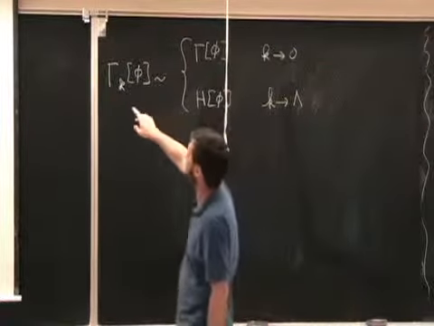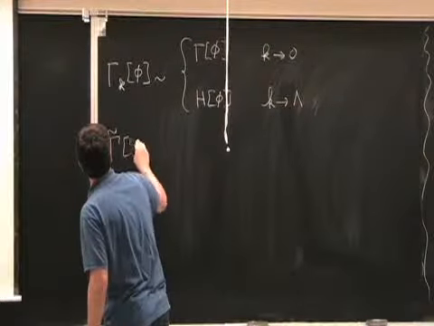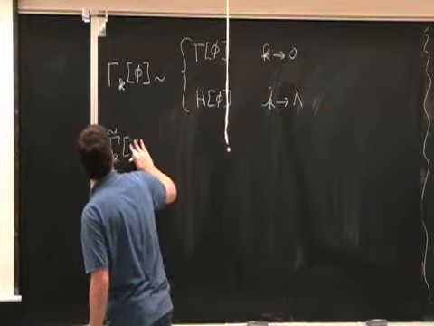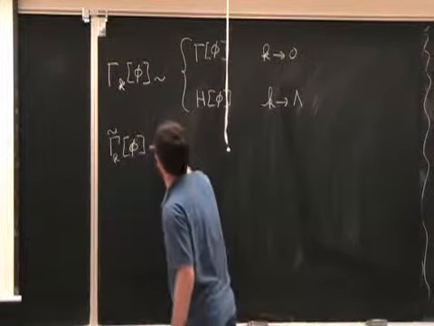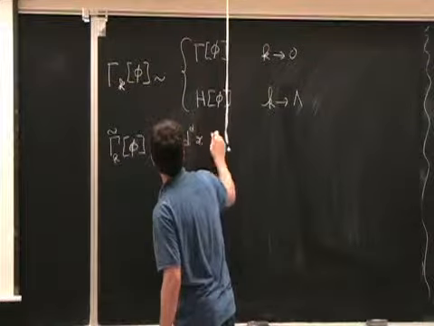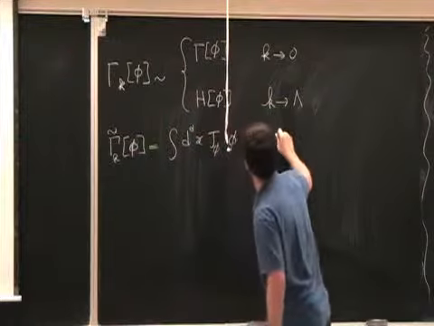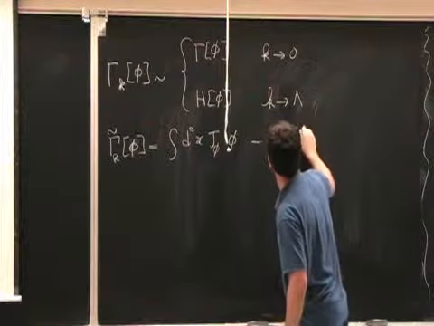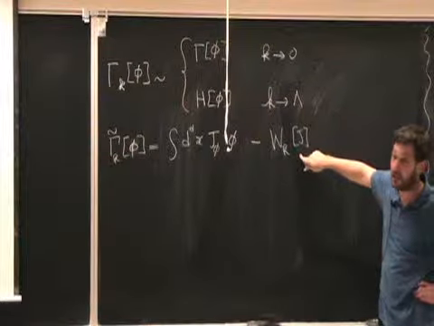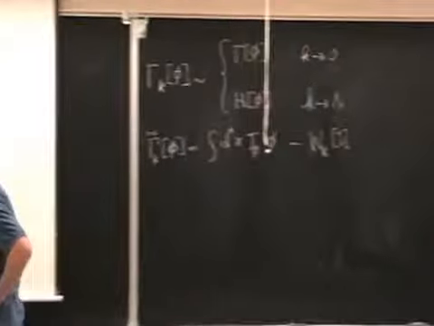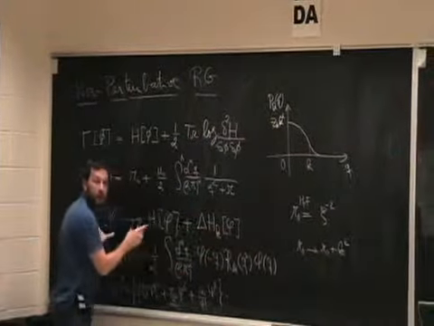So how to define this? Well, first of all, we can define the gamma tilde k of phi, which is the usual Legendre transform of the Helmholtz free energy. This is just the Helmholtz free energy defined not for this Hamiltonian, but for the modified Hamiltonian.